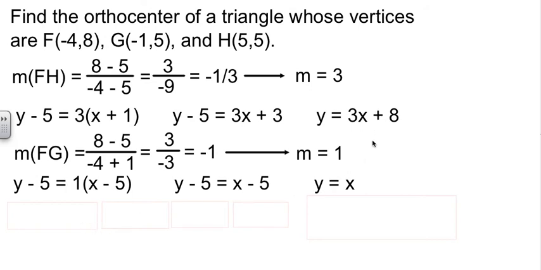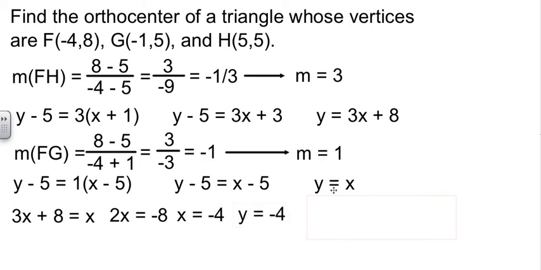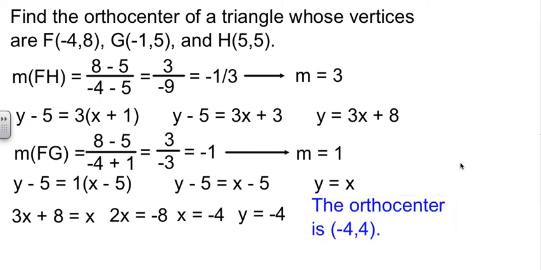Now we've got two equations. I'm going to substitute this stuff in for that y. Subtract the x over, divide, and I get the value for x to be negative 4. Substitute that back in. I'm going to plug it into this equation because it makes it easy. If x is negative 4, then y is negative 4. So the orthocenter, pay no attention to the sign that was there, the orthocenter is negative 4, negative 4.